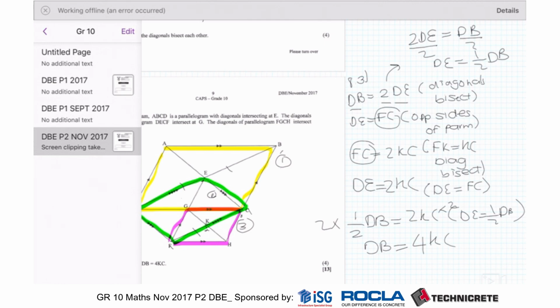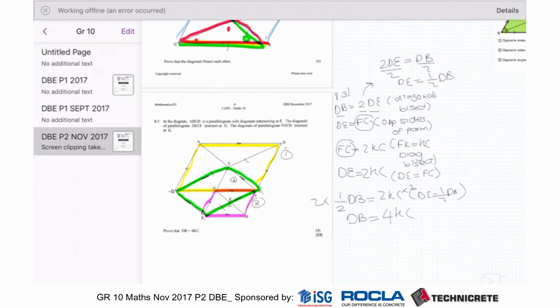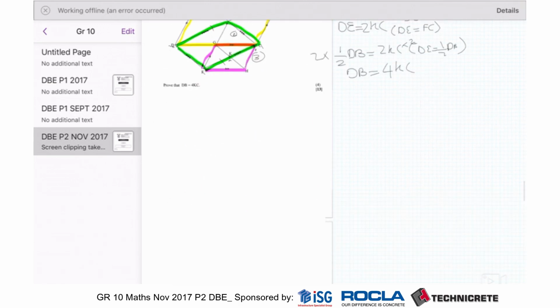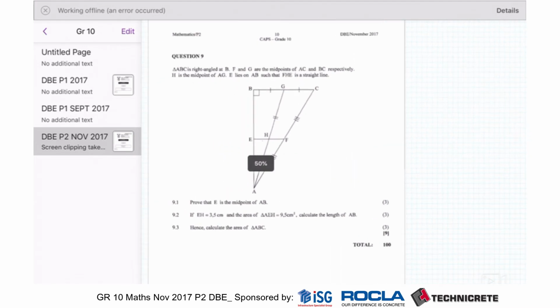It is a bit of a tricky question, but it involves you working slowly and working with what you can see. Okay. Always remember that if you don't get to the final answer, at least you get some working out for what you see. Okay.